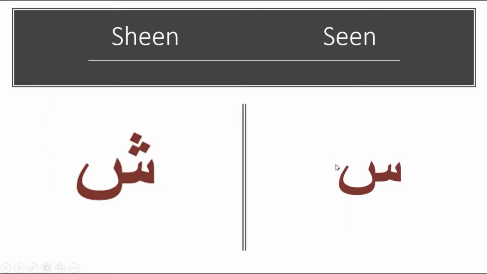This is Sin and this is Sheen. This is Sad. How to write the letter Sad? To write Sad, we start from the baseline and go clockwise like this to the baseline and then upward, and then we make this tail. This is Sad.